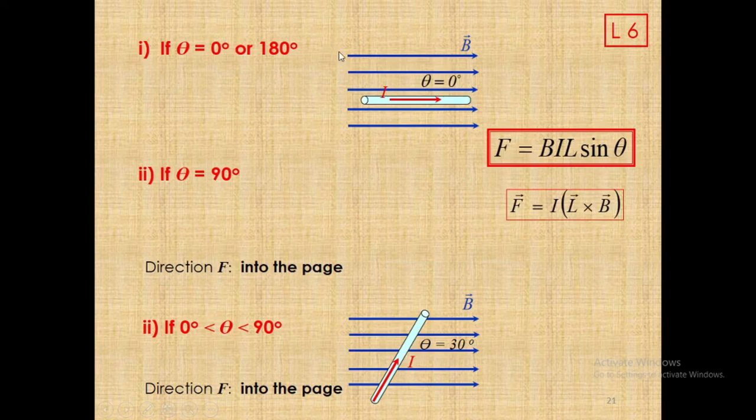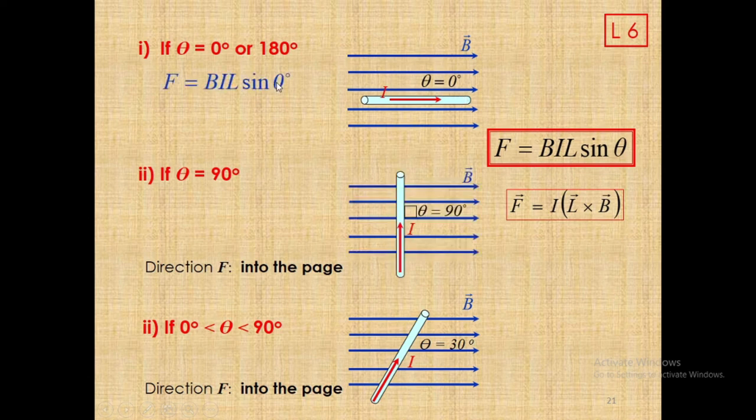Okay. So for the first example, if the direction of B is toward the right and direction of the current through the straight wire is toward the right, so the angle between B and I is equal to 0. If we substitute in the formula F equal to BIL sine theta, theta is equal to 0, F equal to 0. So no force is on this straight wire which is parallel with the magnetic field.